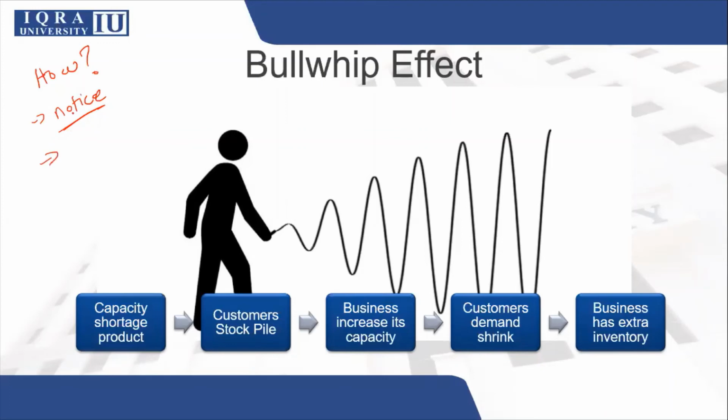Similarly, they should be aware of incremental jumps, or you could say seasonal jumps, and not increase their production capacity because of that. So they should look at the historical values and then plan accordingly. So the bullwhip effect can be solved just by proactive planning.